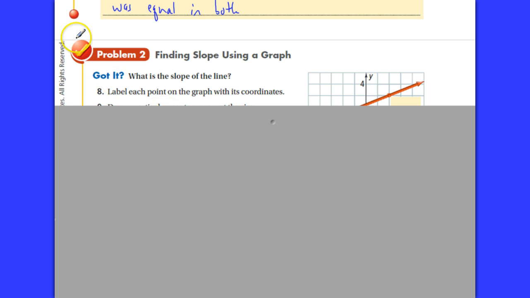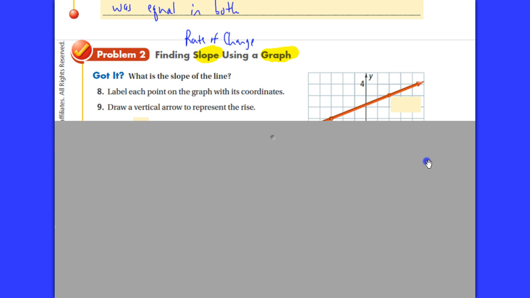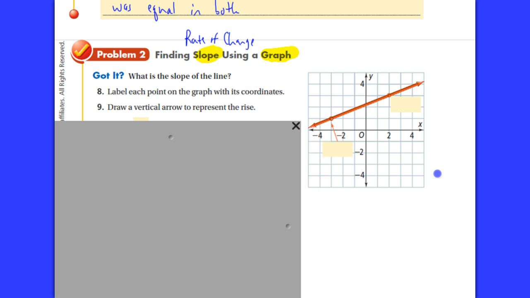This says finding the slope using a graph. So this is when you're given a graph and you're asked to find the slope. Now again, slope is another way of saying the rate of change. Those two phrases have to become interchangeable in your mind. Number 8 says label each point with the coordinates on the graph. Okay, so here's what I have.